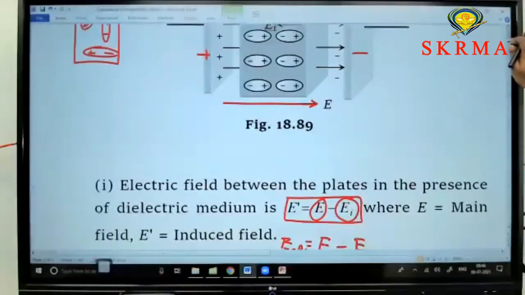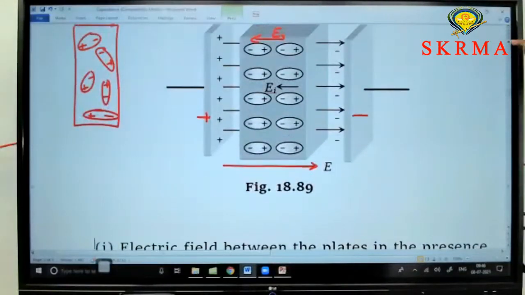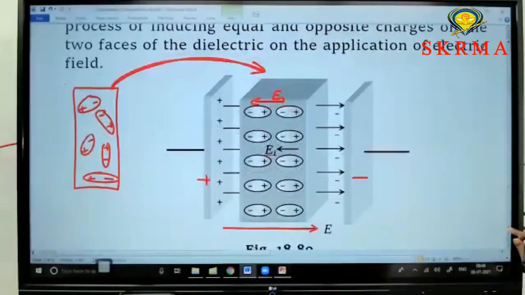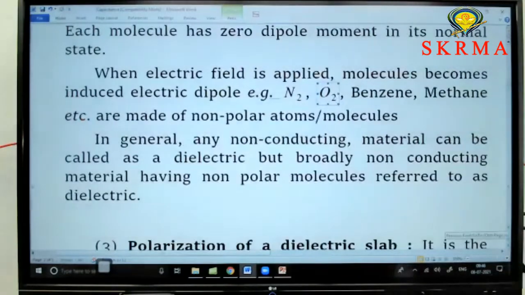So this is nothing but dielectric polarization. What is meant by polarization? Just go through this one, sir. What is meant by polarization?